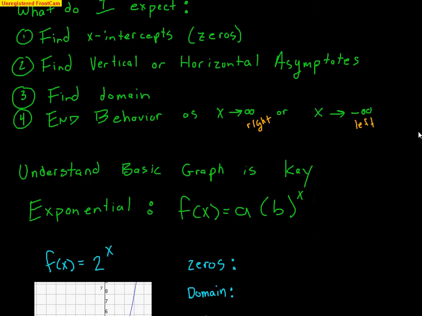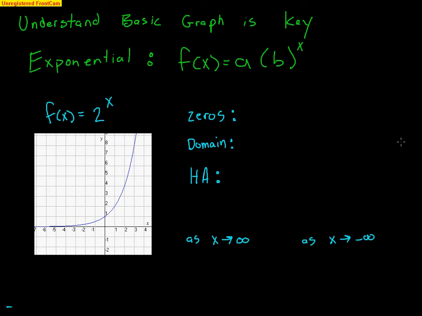So let's first take a look at exponential functions, and understanding the basic graph is really key. Here, the basic graph of an exponential function is f of x equals a times b raised to the x. And here is a basic graph of f of x equals 2 to the x. Let's make sure that you completely understand what's happening here. When I plug in 1, 2 to the first is 2. So we notice a point right here at (1, 2). When I plug in 2, 2 squared is 4. That's why we notice a point right here at (2, 4).